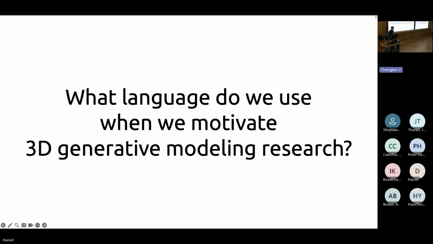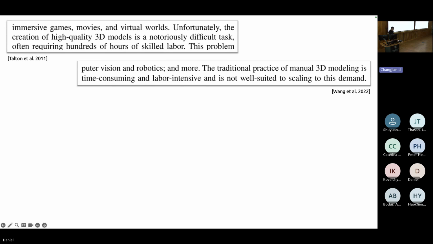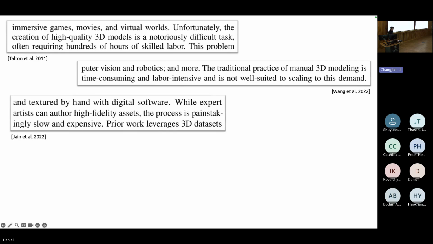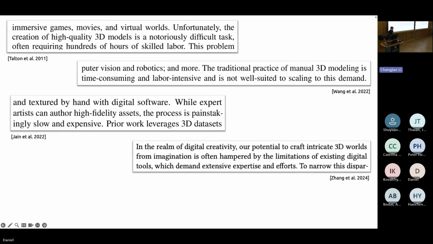space. So I'll start actually with Jerry Talton's Metropolis procedural modeling paper, which I found so inspiring at the start of my PhD. It has this sentence: "Unfortunately, the creation of high-quality 3D models is a notoriously difficult task, often requiring hundreds of hours of skilled labor." Here's another one from a little bit later. "The traditional practice of manual 3D modeling is time-consuming and labor-intensive, and it's not well-suited to scaling to this demand." Or, "While expert artists can author high-fidelity assets, the process is painstakingly slow and expensive."